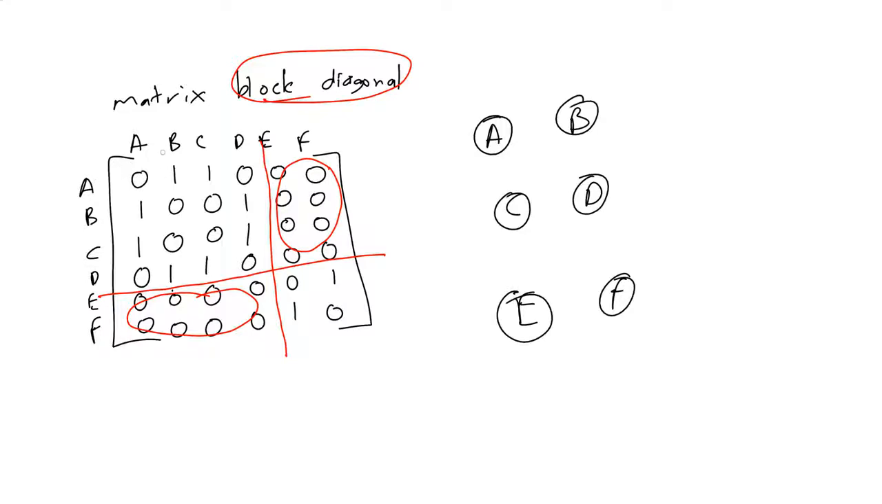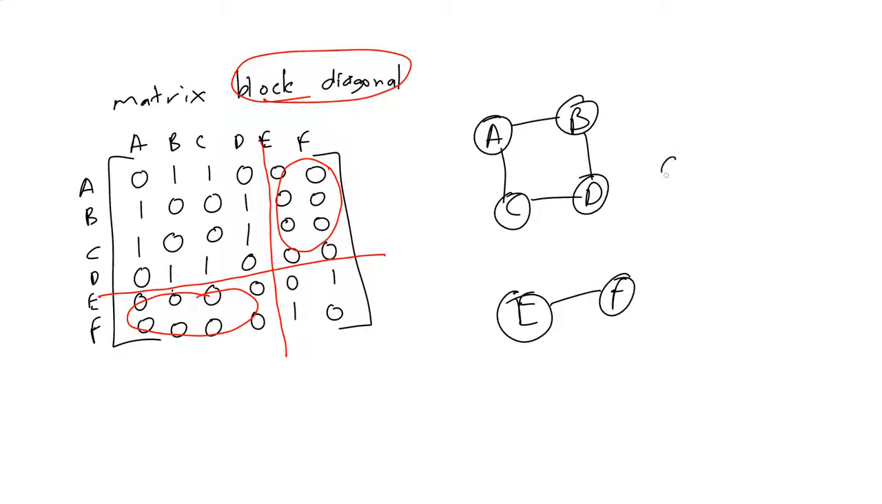So A goes to B and C, and that's all. B goes to A and D, that's all. C goes to A and D, and that's all. D goes to B and C, and that's all. E goes to F, and that's all. And F goes to E, and that's all. Okay, so what did we learn here?